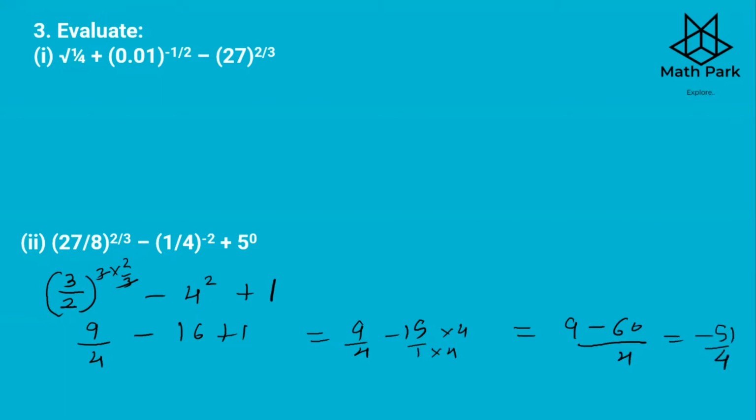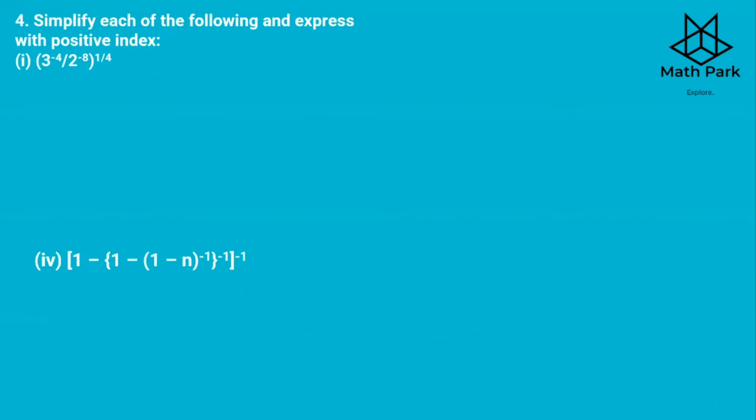Got it? Moving to question number 4. In question number 4, we have: simplify each of the following and express with the positive index. Now, this is 3 raised to minus 4, this is 2 raised to minus 8. Let us write this: 3 raised to minus 4 upon 2 raised to minus 8, and this all raised to 1 by 4.